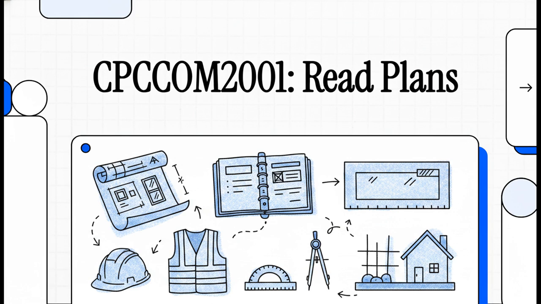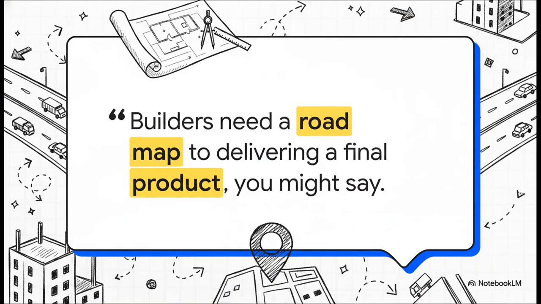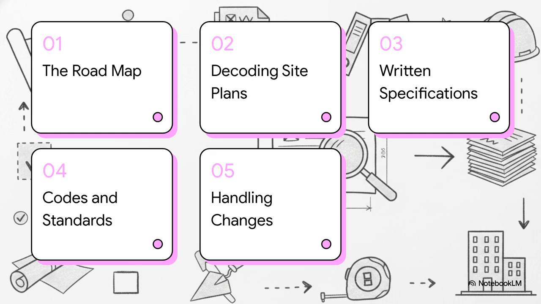Let's do this. So I want you to think about construction like a giant, complex road trip. You wouldn't just jump in your car and try to drive across the country without a map, right? Well, a building site is exactly the same deal. To get from breaking ground to the final handover, builders need a highly detailed roadmap. We rely on strict visual and written directions to make sure we actually arrive at the right destination, the finished product.